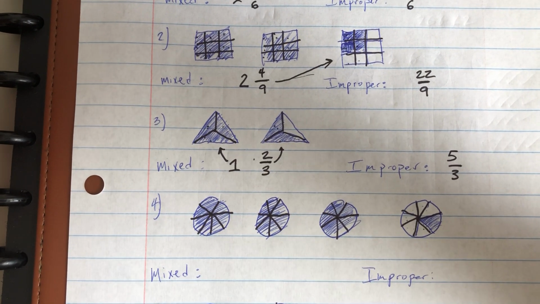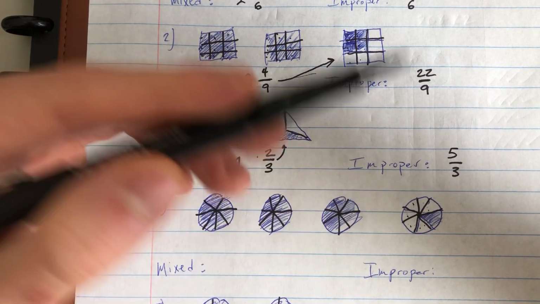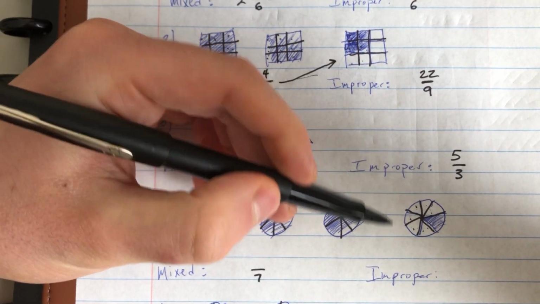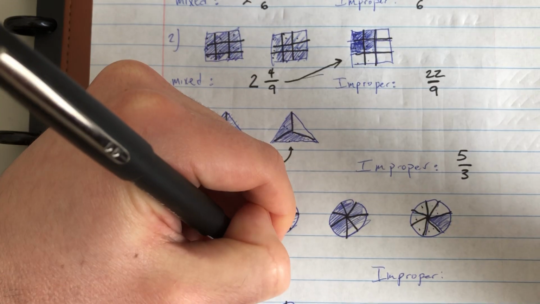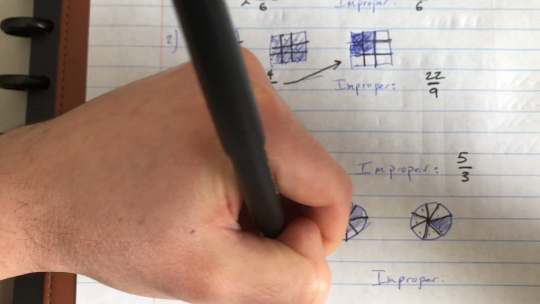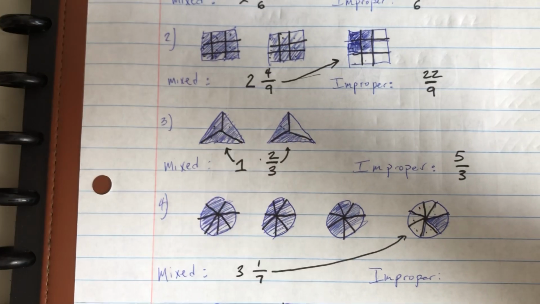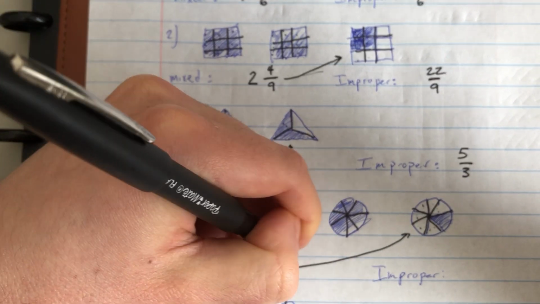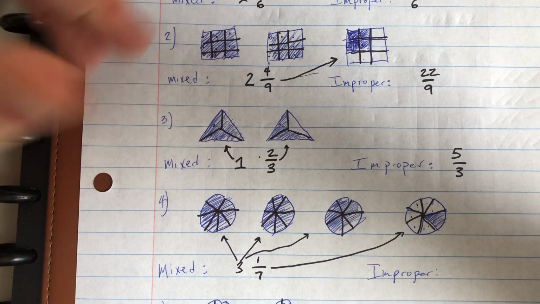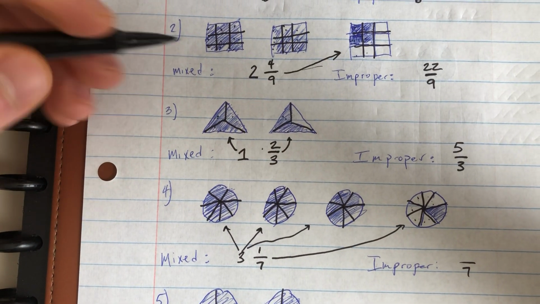For number 4, sorry, not the fourth and final, but the second to last, I see that there are 1, 2, 3, 4, 5, 6, 7 parts for my fraction. I'm focusing on this last one here since it's less than 1, and I see that one of those parts is shaded, so that is my fraction, and I have 1, 2, 3 whole shapes. That is my whole number. 3 1/7.